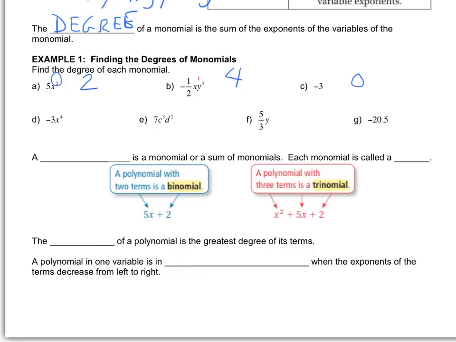It's just a way of classifying the monomials that we are looking at. Letter D, you would have the 4th degree. Letter E, again, we have C and D variables to put together, so it's to the 5th degree. 5/3 y, we all know that the y means that it's to the 1st degree, which means this whole monomial would be the 1st degree. And again, G would be to the 0 degree.